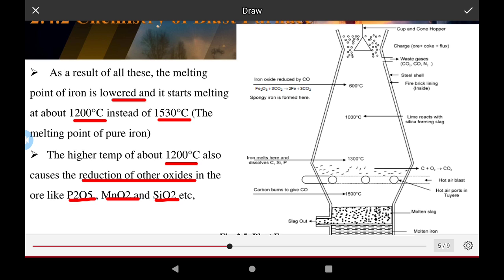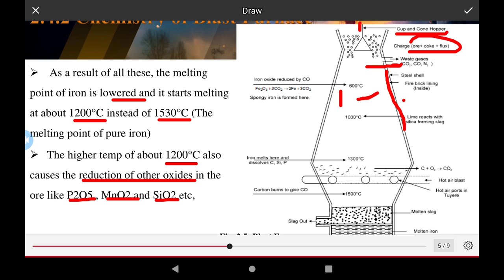This is the figure of the blast furnace I present here. This is the cup and cone hopper. The charge is made of ore plus coke plus flux. This is the gate for the waste gases, the outlet of the flue gases. The outer wall of the structure is made of steel shell, with fire brick lining inside.